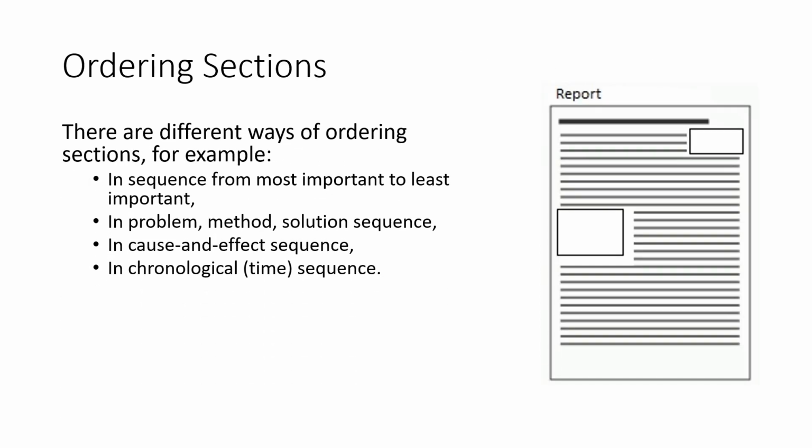Now, ordering the sections, there are some different ways of ordering sections, but in our example, maybe from the most important to the least important. Maybe it's problem, method, solution sequence, cause and effect sequence, or chronological time sequence. There's a bunch of different ways, and here are some different ways that a report can be ordered, how we can order the sections.